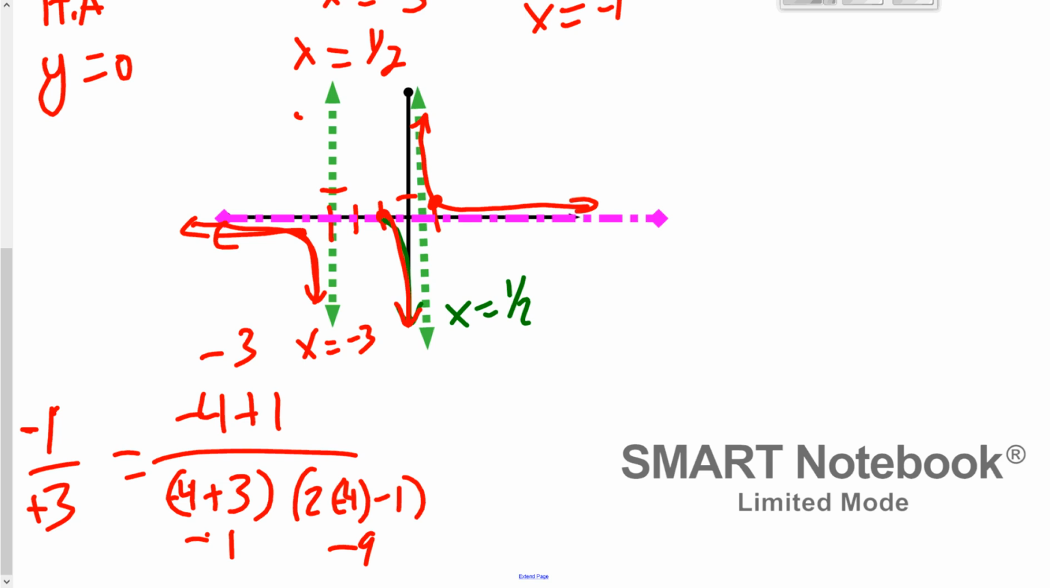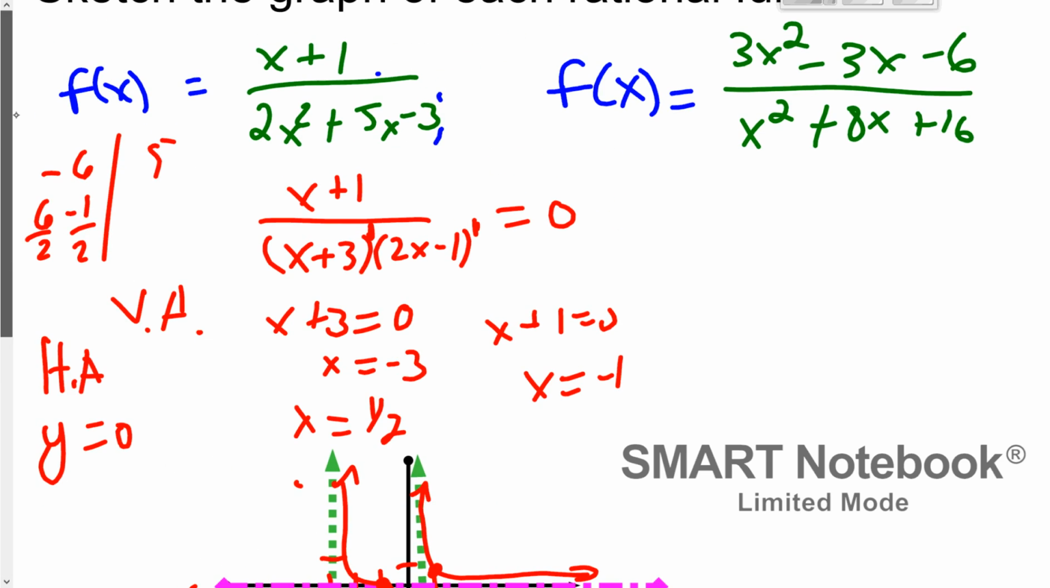Okay, so why I had to redo that one is because I saw that x equals -3 is only a multiplicity of 1, so one side should go up and one side should go down, right? So this side should go up, this side should go down. Okay, so there you go. There's the graph of that one. Now we can do the other one.